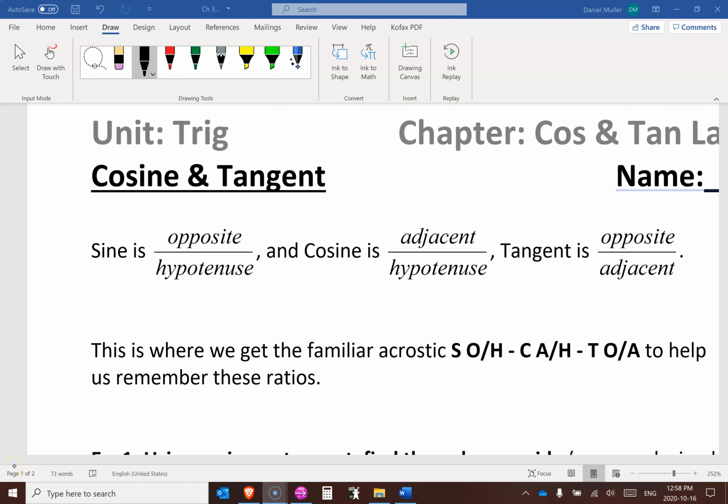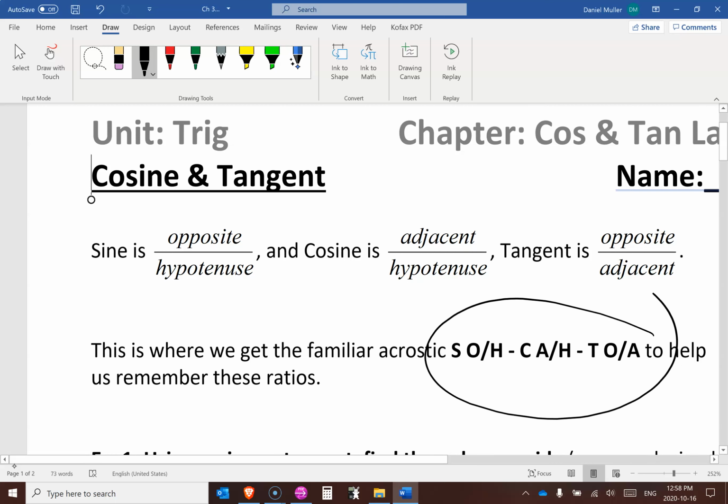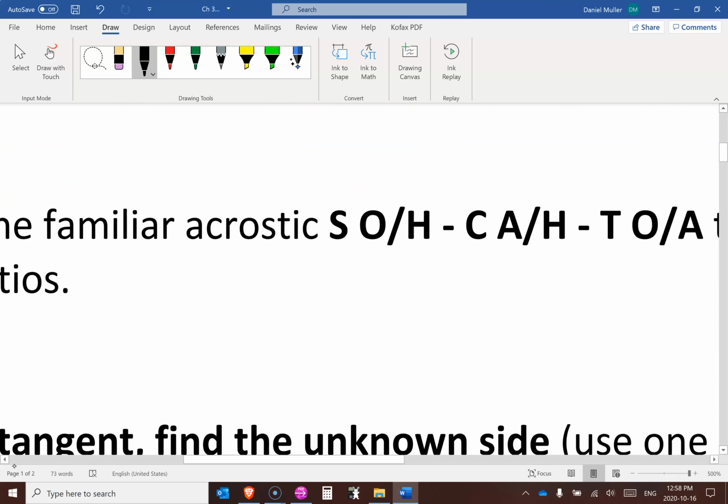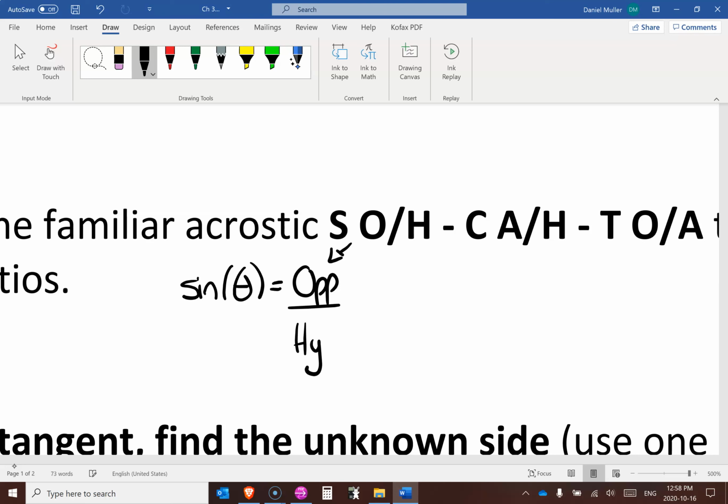All right, continuing with trig here, we are now dealing with cosine and tangent. So we just did sine. It is a good thing to remember SOHCAHTOA, and what those are really for. They're just for us to remember that a formula for sine is sine of an angle equals opposite over hypotenuse. That's really all it's designed for, is to help you remember this formula.